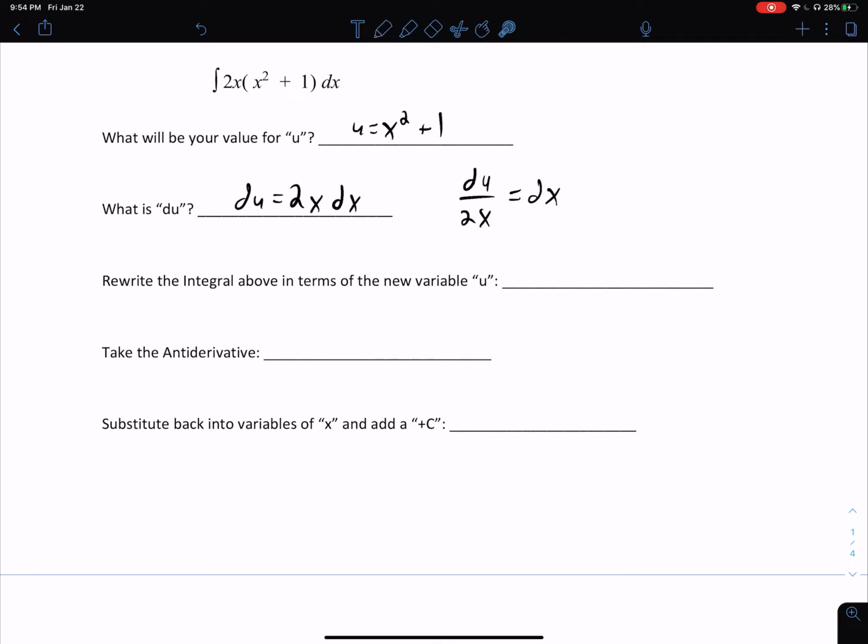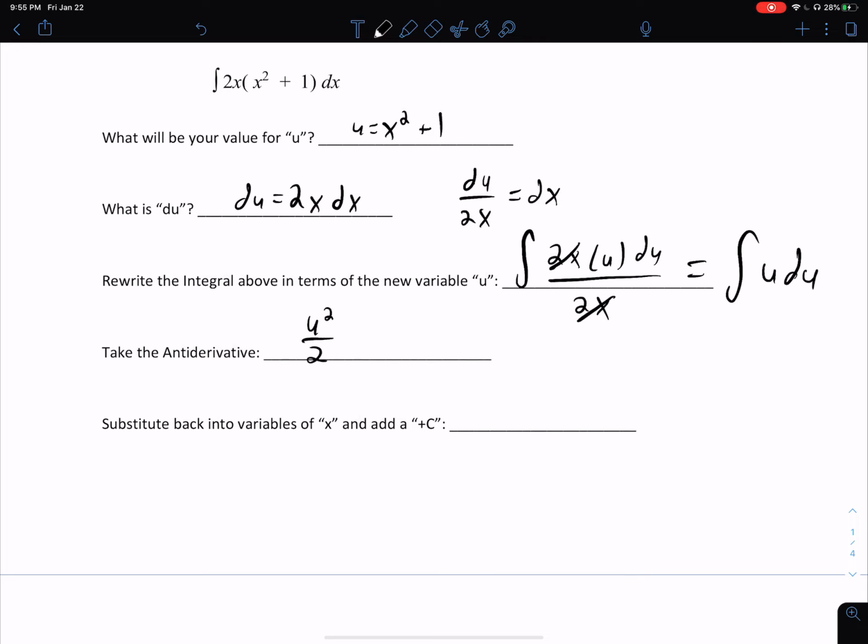So once we have all that stuff, we can rewrite the integral. So you get 2x times u du over 2x. Those two cancel, so you're just left with u du. The antiderivative is going to be u squared over 2 plus c. And now you sub it back. You should have added the plus c to begin with, but that's why I had it there. You put the u back in, so it'll be x squared plus 1 squared over 2 plus c.